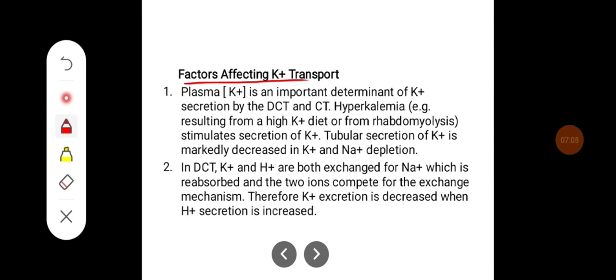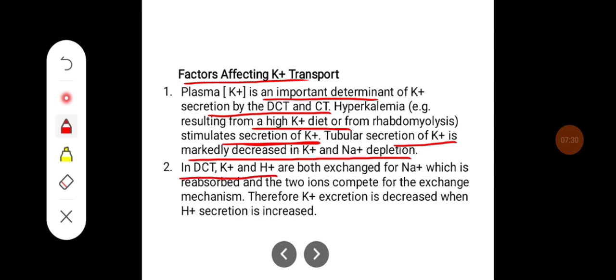Factors affecting potassium transport. Plasma potassium is an important determinant of potassium secretion by the DCT and CT. Hyperkalemia, for example, resulting from a high potassium diet or from rhabdomyolysis, stimulates secretion of potassium. Tubular secretion of potassium is markedly decreased in potassium and sodium depletion.